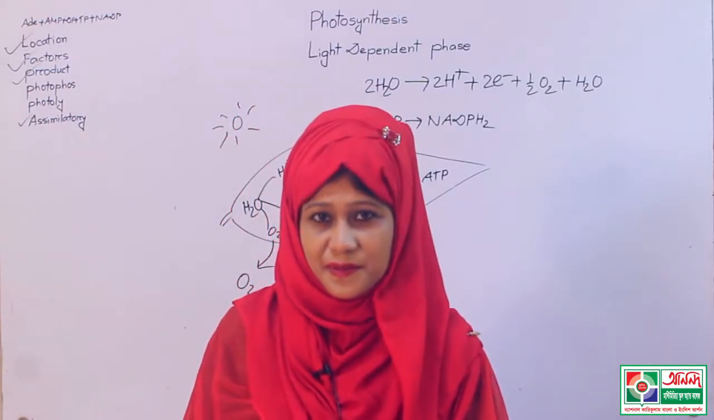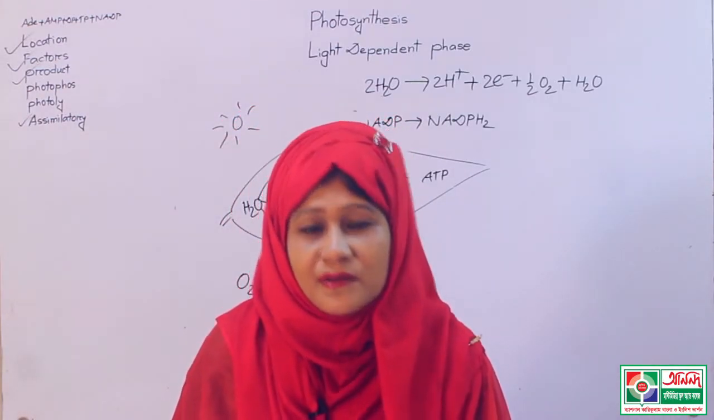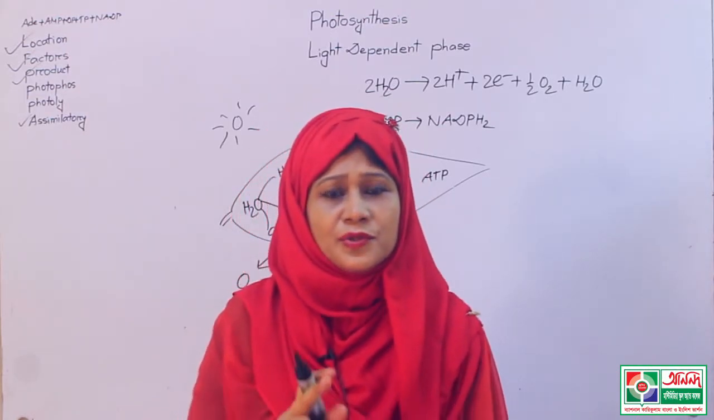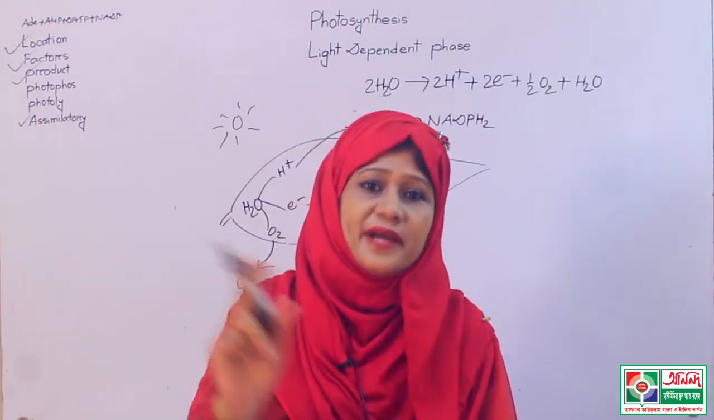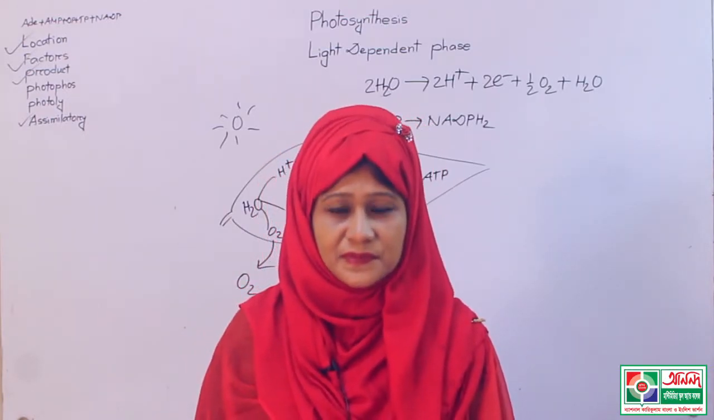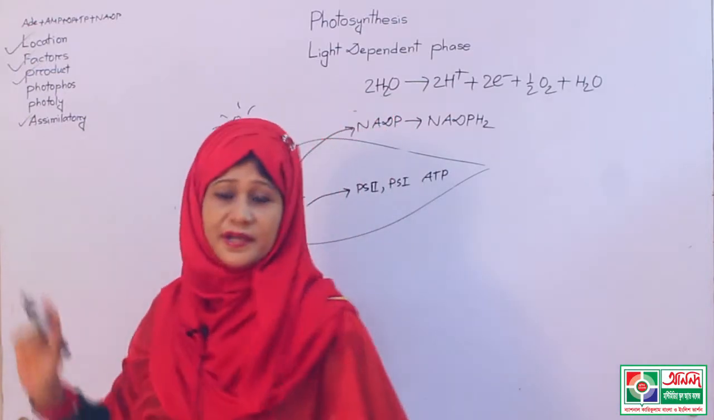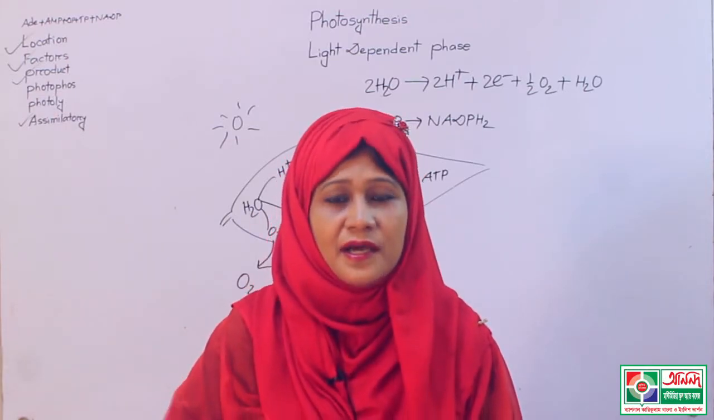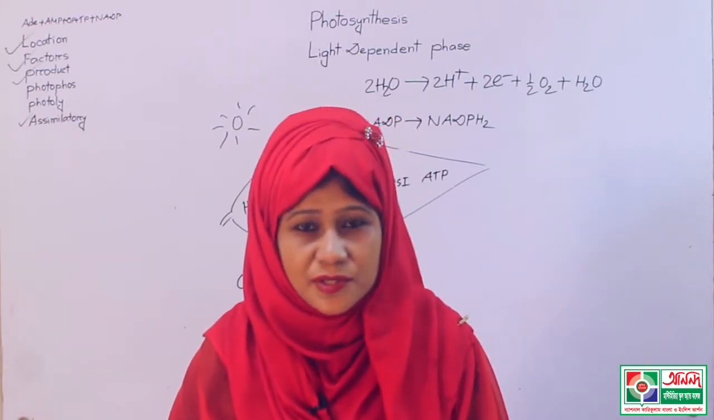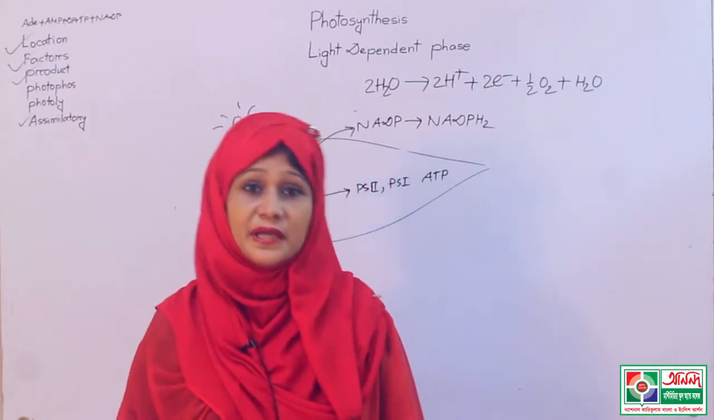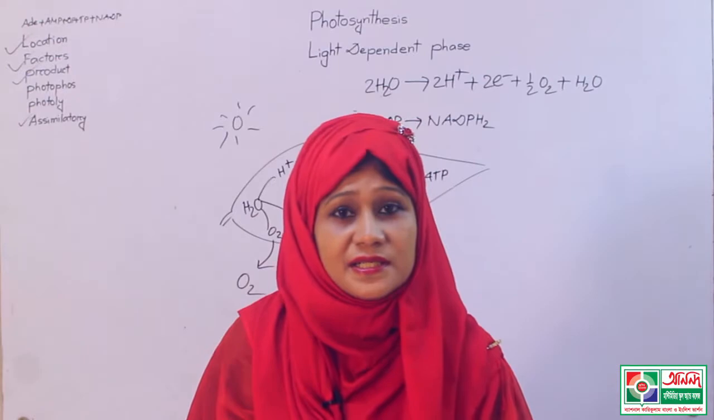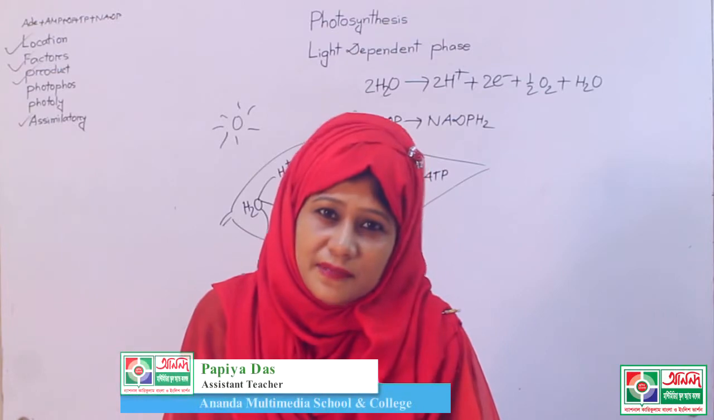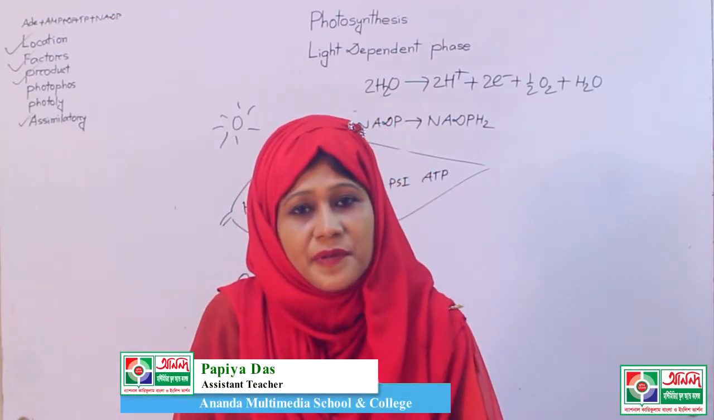Students, now we will learn assimilatory power. What is assimilatory power? Assimilatory power is the power of plants in the form of ATP and NADPH2 to produce glucose through the reduction of carbon dioxide. Okay, this is the assimilatory power. ATP is produced from the photophosphorylation, and NADPH2 is also produced, and the production of ATP and NADPH2 collectively is known as the assimilatory power, right?